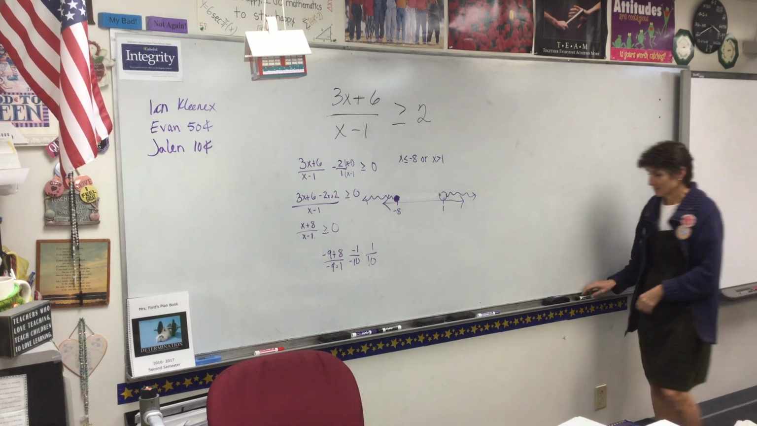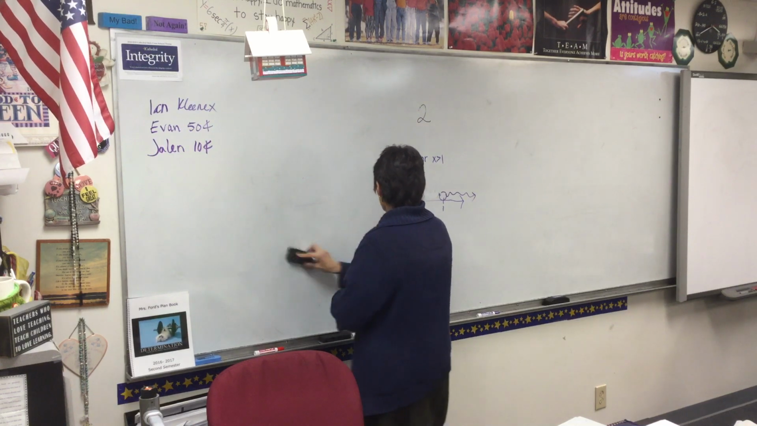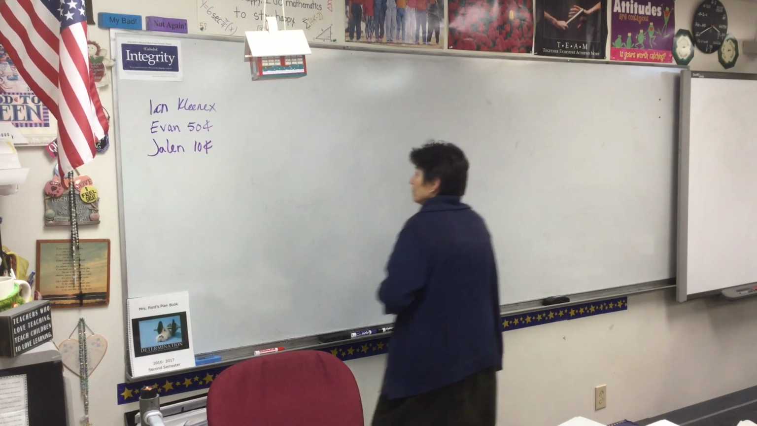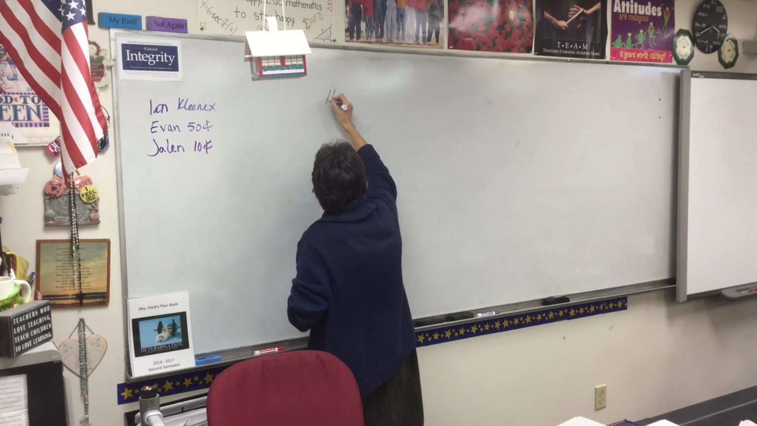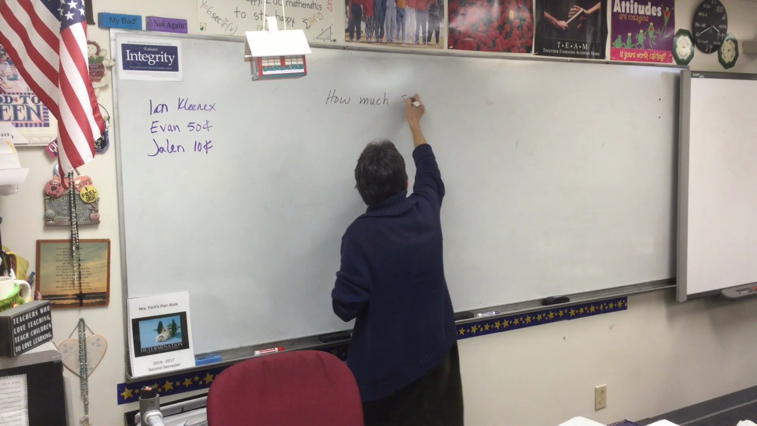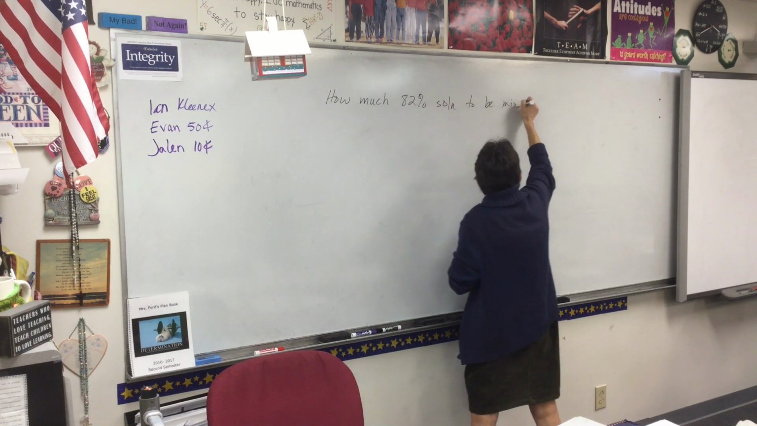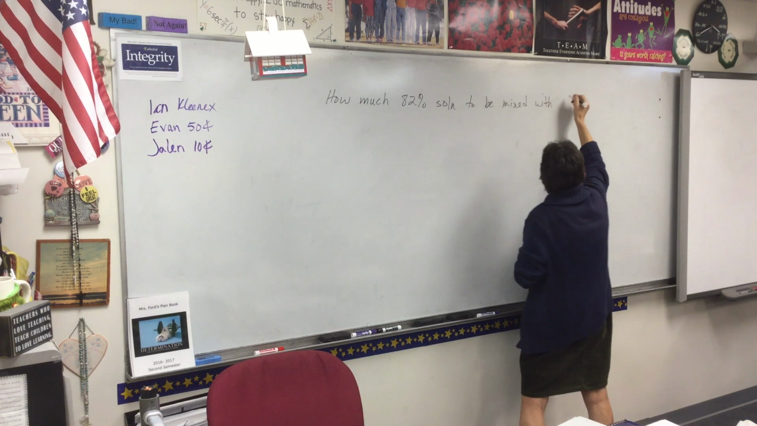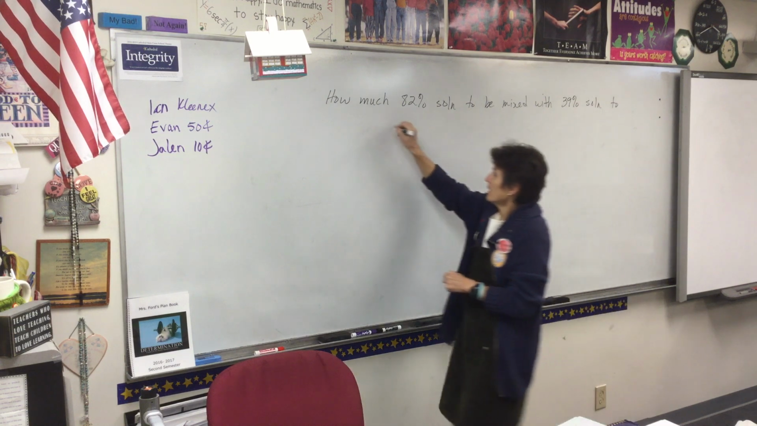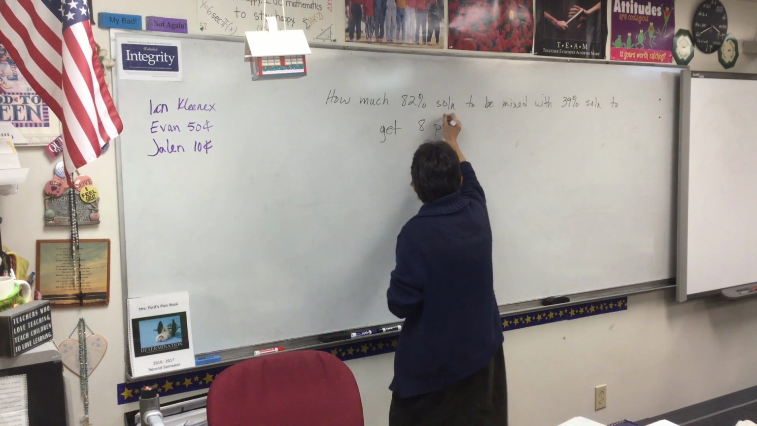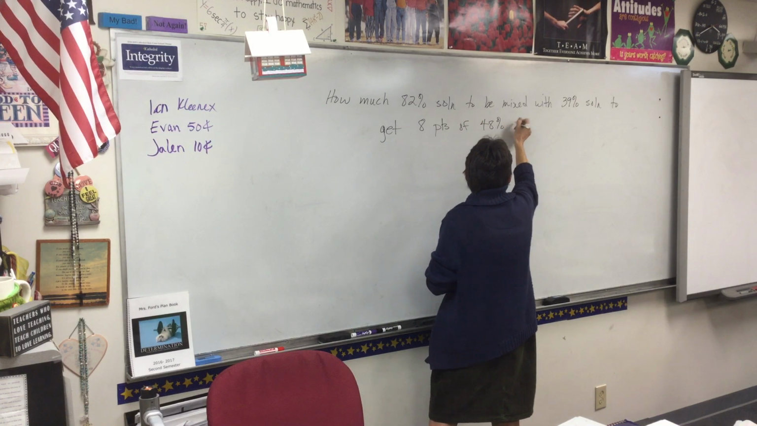All right, next, let's have another group of volunteers, or the same volunteers, I don't care. A new group would be great, but if the same ones want to come, that's fine. Let's see, how much 82% solution is to be mixed with 39% solution to get 8 pints of 48% solution.